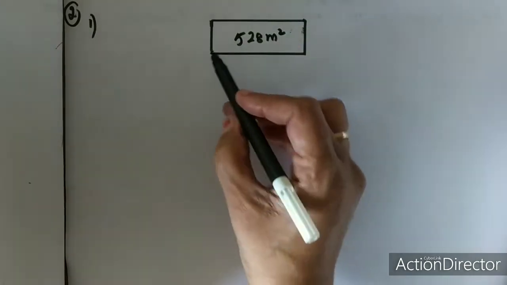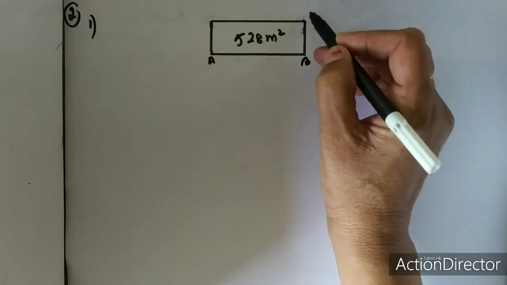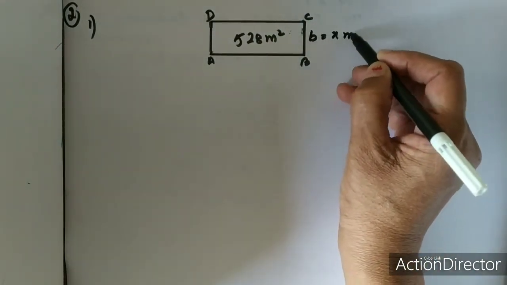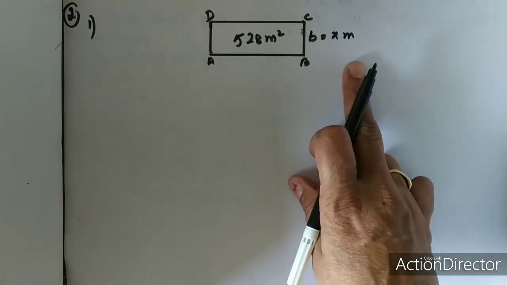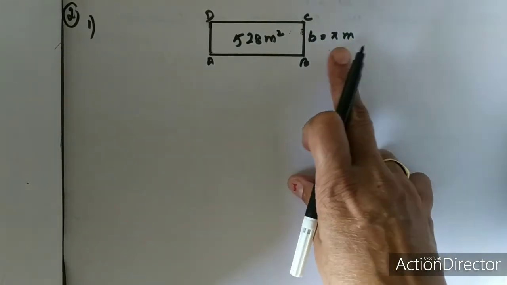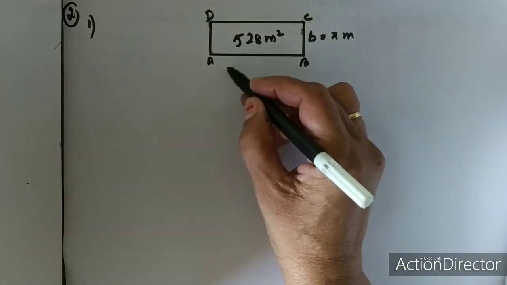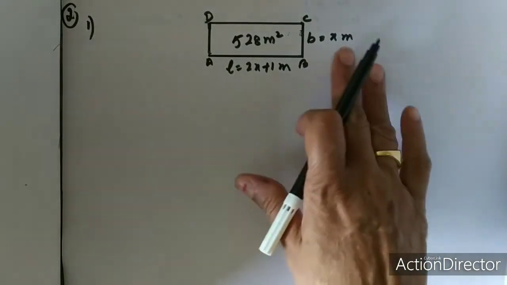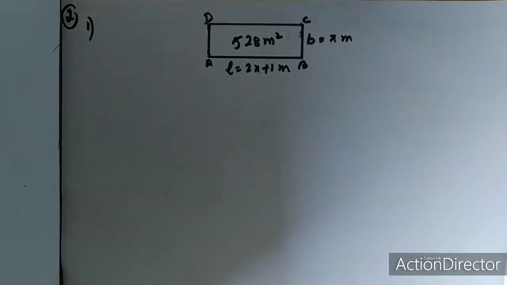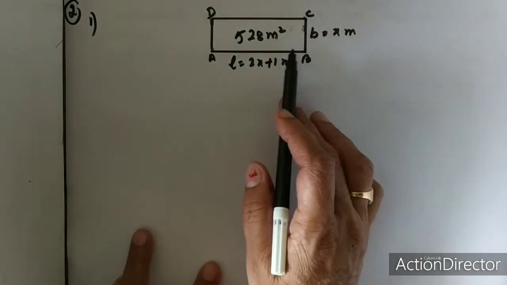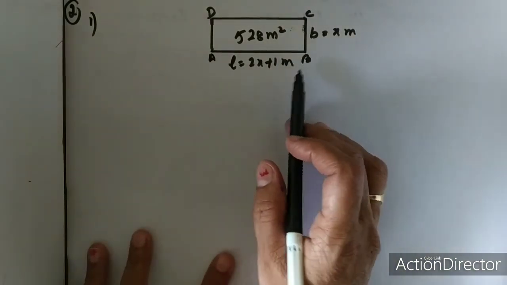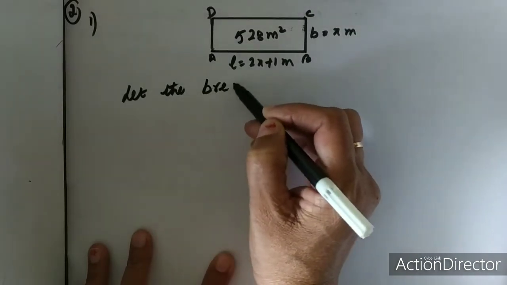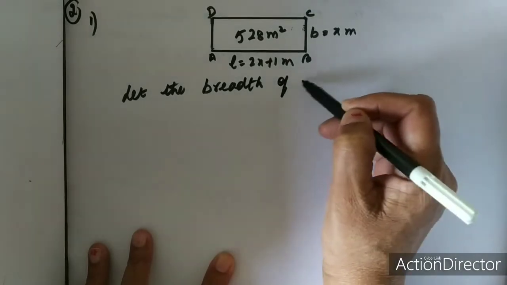So first you always draw the figure. When there is a rectangle, you draw the figure. ABCD is a rectangle. The breadth is given as x meter. Let us take the breadth as x meter because the length is dependent on breadth. The breadth is x meter. Now length will be equal to 2x plus 1 meter. So according to the given condition, area is given over here. So after drawing the figure, you have to write all this in the form of steps. So let me write it now. Let the breadth of the rectangle be x meter.